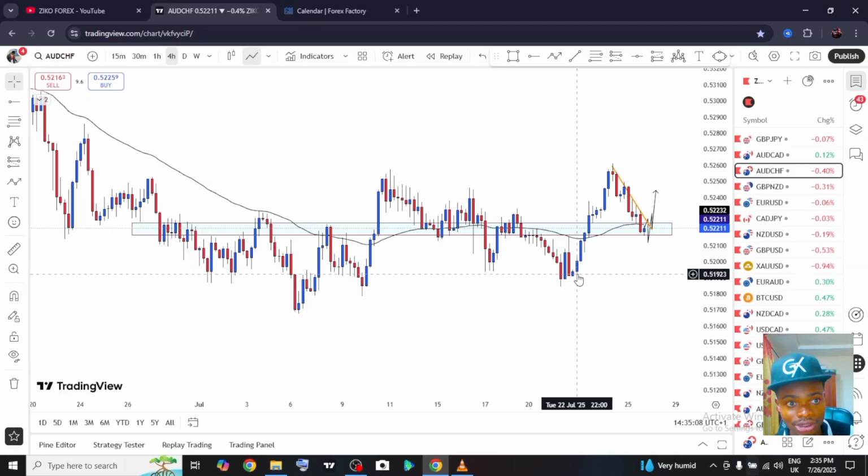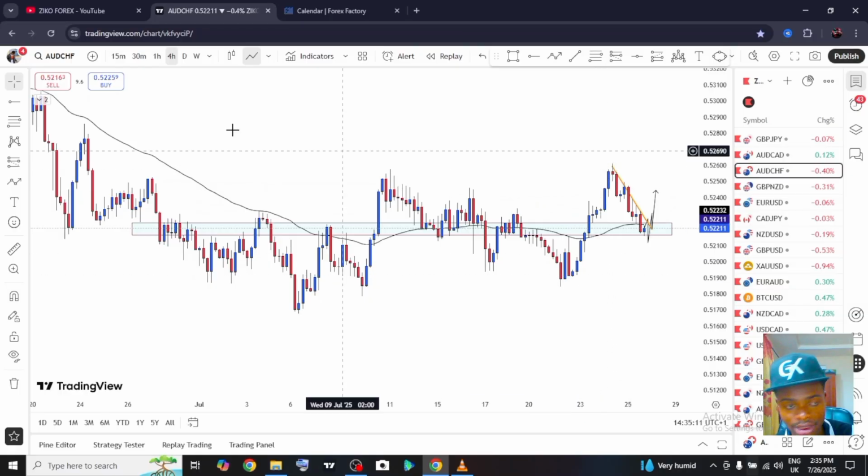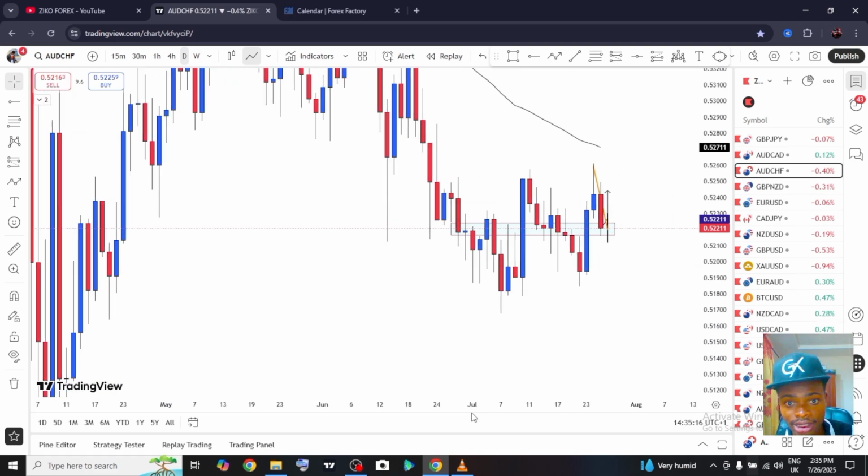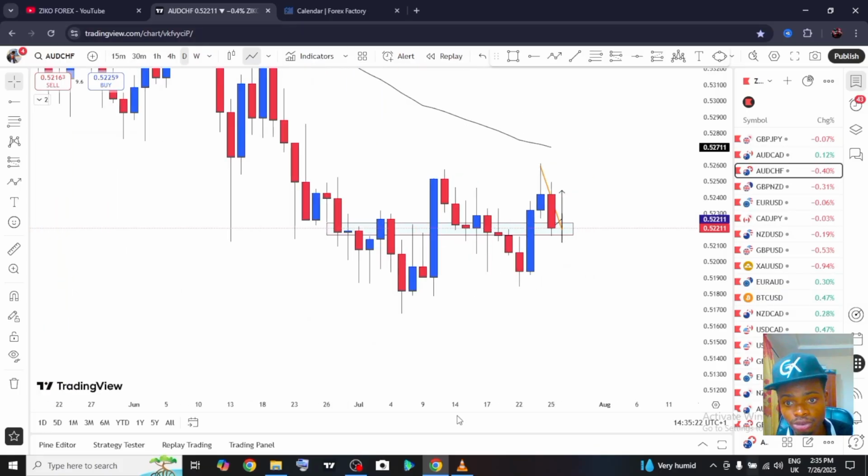Now, if you look at this price action on the 4-hour time frame, it's clearly bullish. This is the higher high and this is the higher low. On the daily time frame, as you can see right here, this is the higher high and this is the higher low. We also have a bullish engulfing right here, so it's possible that we'll still continue with that bullish momentum.